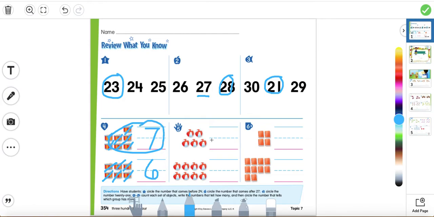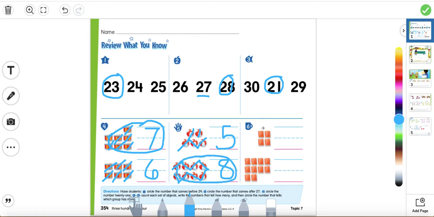Let's look at number 5. 1, 2, 3, 4, 5. Let's look at the bottom picture. 1, 2, 3, 4, 5, 6, 7, 8. Which of these is larger? Which one has more? The 8. So we're going to circle this one.